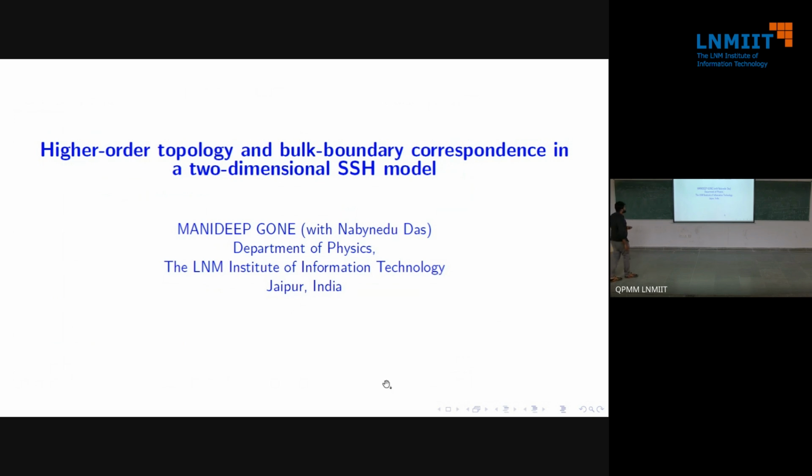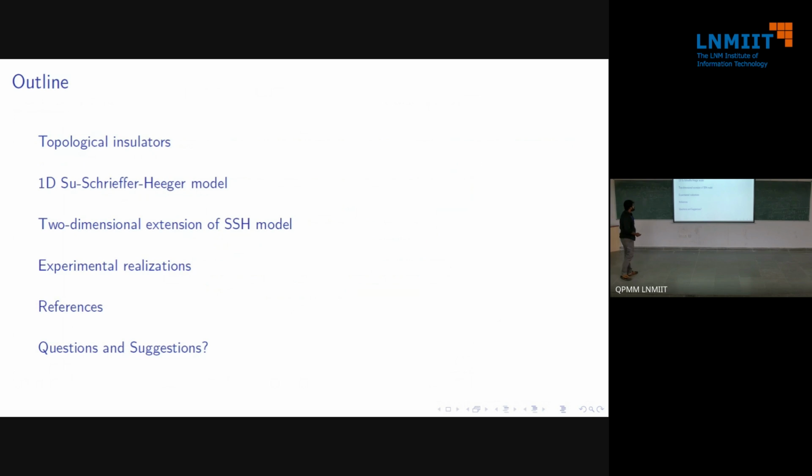So the title of our topic is bulk boundary correspondence and higher order topology in a two-dimensional SSH model. These are the outlines of our topic, which is topological insulators. What is a topological insulator? And a one-dimensional SSH model, which is a toy model which everyone jumps into to understand the topological features, and a two-dimensional extension of this one-dimensional toy model, and experimental realizations of this particular extension, and references and suggestions.